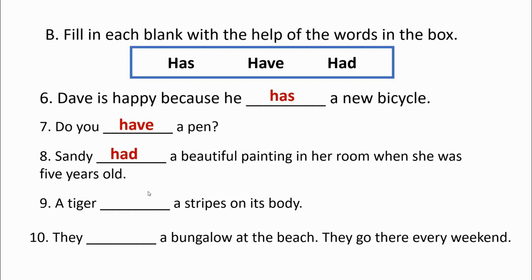Answer for question number 9. A tiger has stripes on its body. So the answer here is has, because our subject is singular, only one tiger. A tiger has stripes on its body. Question number 10, last question. The answer is have. They have a bungalow at the beach. They go there every weekend.